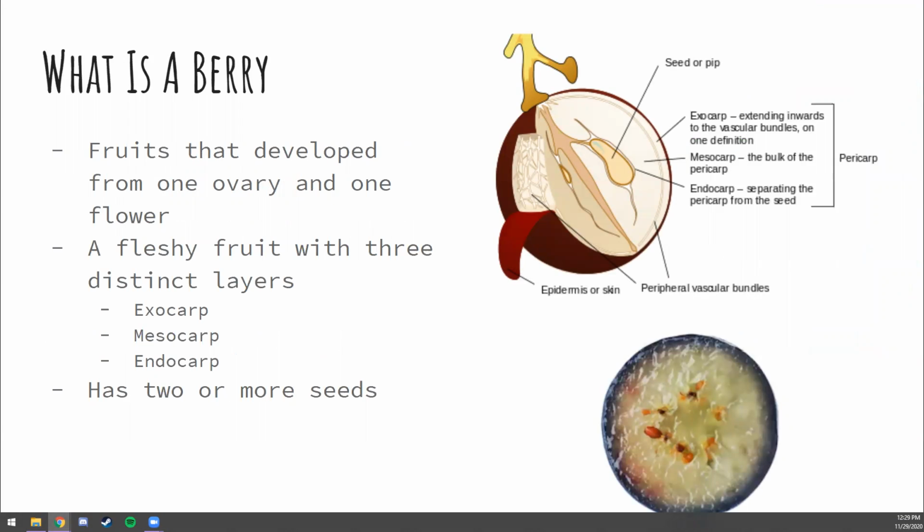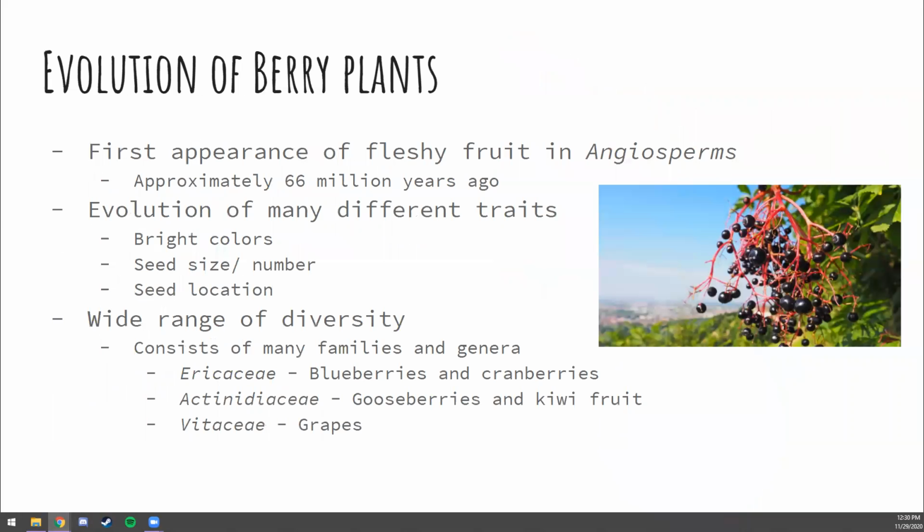So, what is a berry? Well, they are essentially fruits that have developed from one single ovary and one single flower. They are fleshy fruit that contain a pericarp, which is a ripened ovary of fruit-forming walls made up of 3 layers. The exocarp, which is the outermost layer which protects it during growth, the mesocarp, which is a fleshy layer that contains most of the fruit, and finally, the endocarp, which is the innermost layer that contains the seeds of the berry. Another feature that differentiates berries from other fruit is that they contain 2 or more seeds within them.